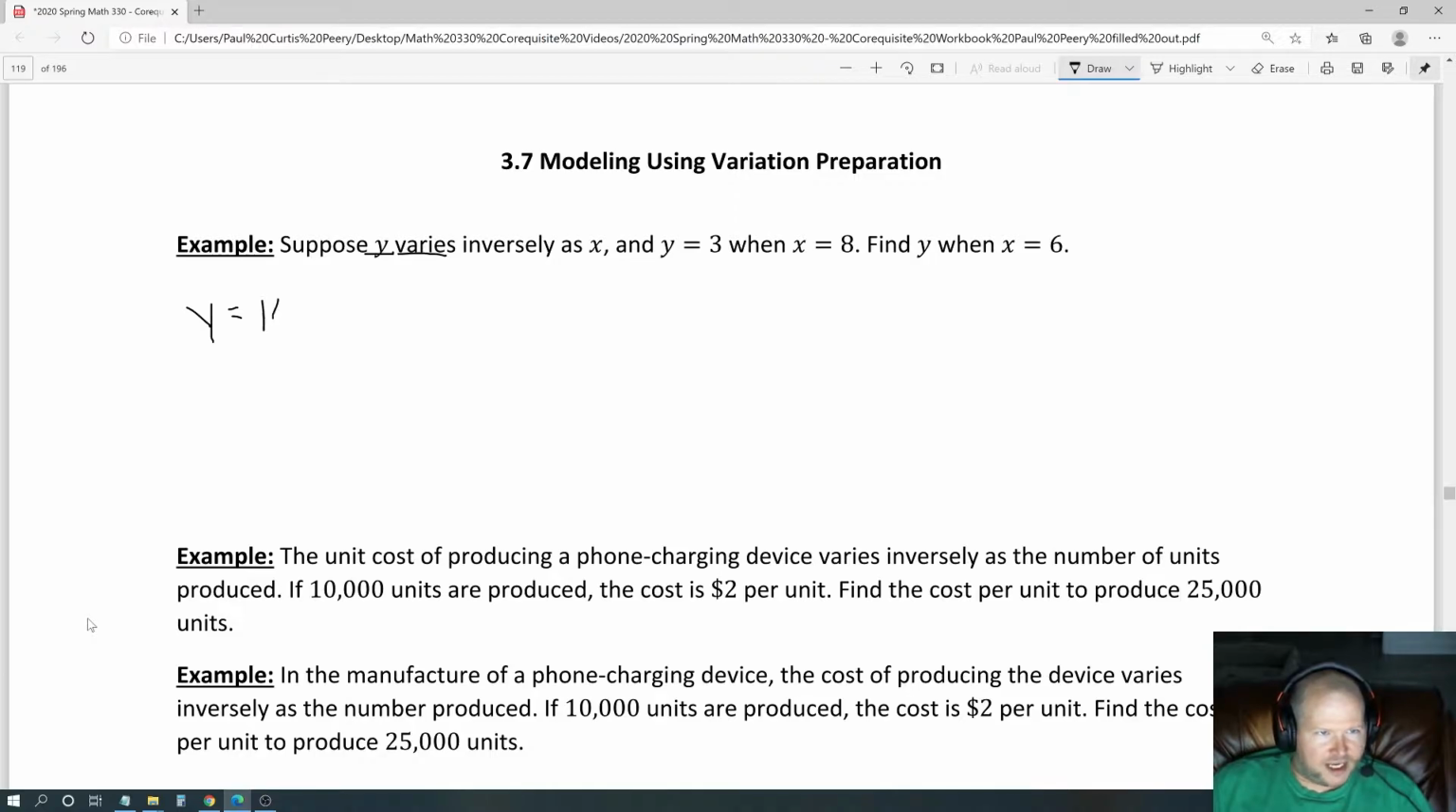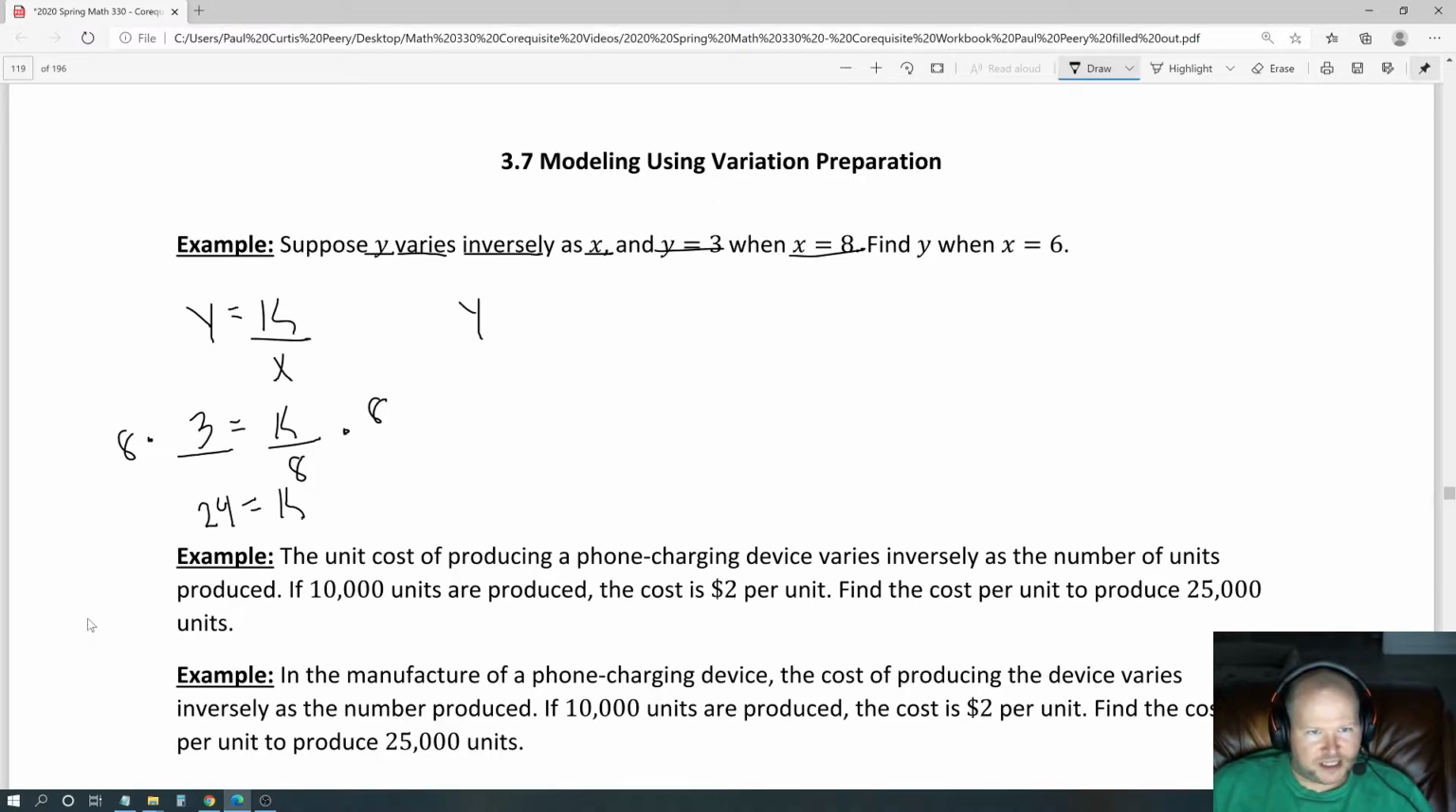y varies, equals k, inversely equals division. As x, we divide by x. Okay, when y is equal to 3, x is equal to 8. All right, so we solve for k by multiplying both sides by 8. We undo the division of k by 8 by multiplying both sides by 8. And we end up with 24 equals k.